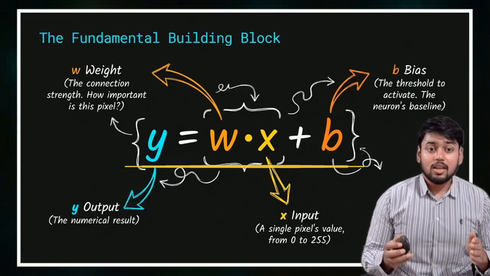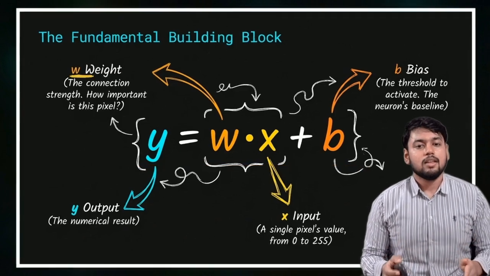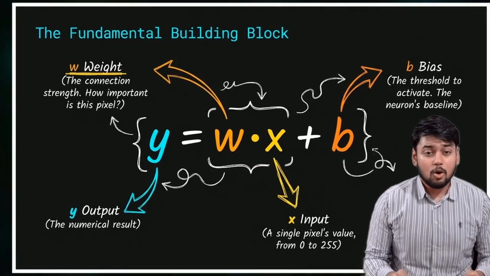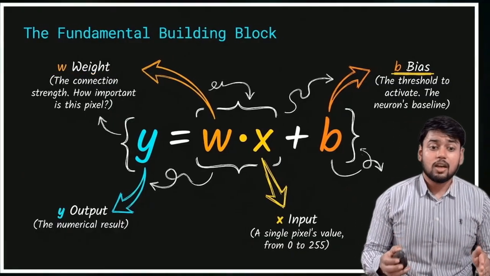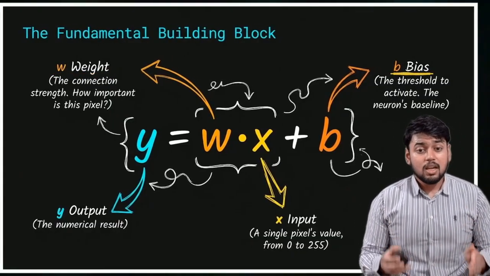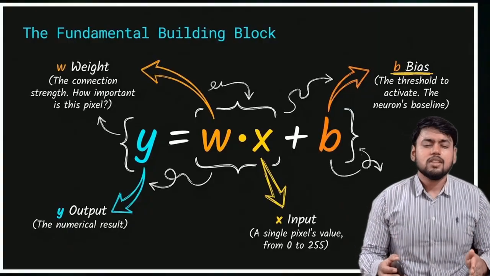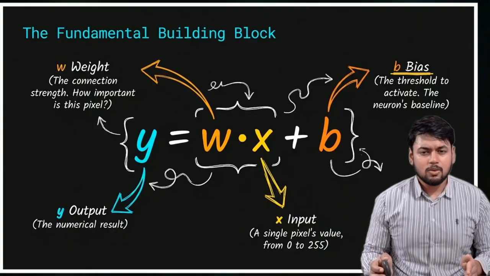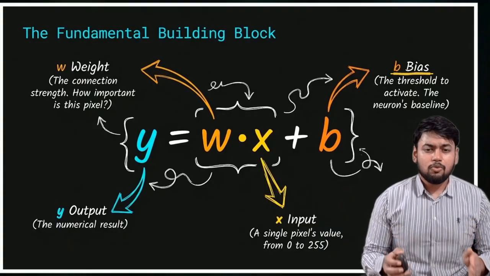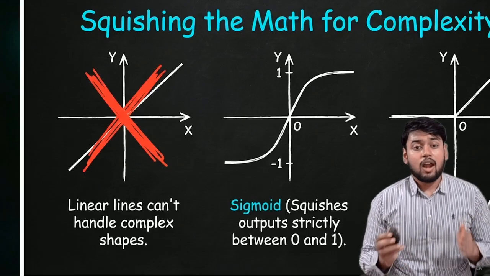It's a knob that determines how important a pixel is. If a dark pixel in the corner is vital for identifying a number 5, the connection gets a heavier weight. And the B is bias. Think of this as a threshold. It dictates exactly how high the pixel scores need to be before the neuron decides to fire or activate.